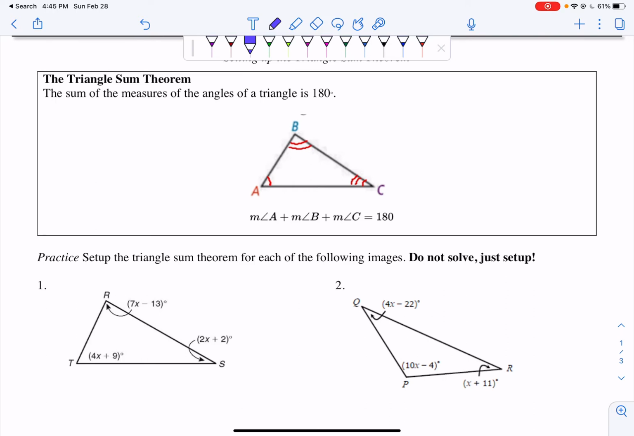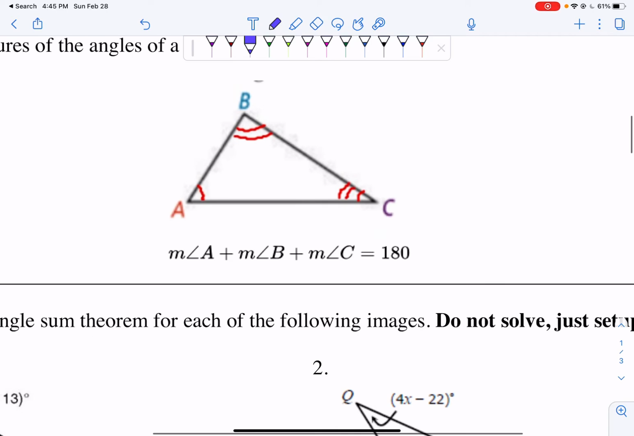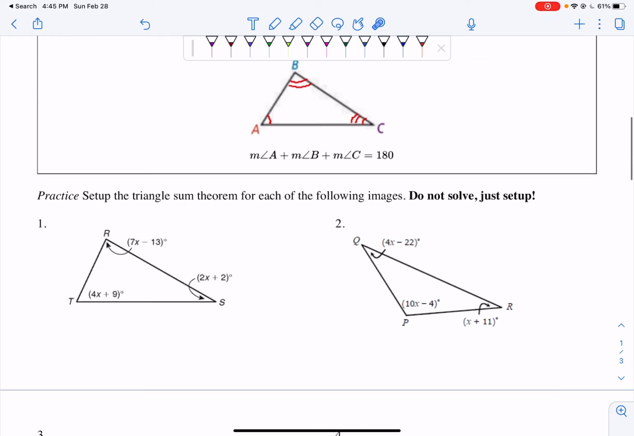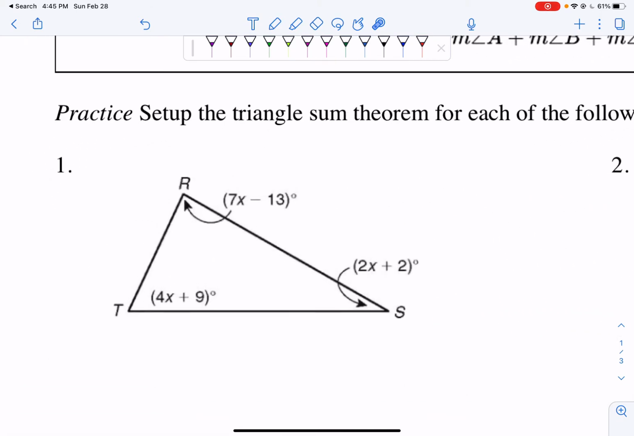So when we set up the Triangle Sum Theorem, we simply take our angles and we add them up and set them equal to 180. So for instance, I would take this angle and this angle, add them up, and set them equal to 180 degrees. That is all we're doing today to set up the Triangle Sum Theorem. So practice, set up the Triangle Sum Theorem for each of the following images. Again, we are not solving, we are just setting up. We will do the solving tomorrow during Zoom.